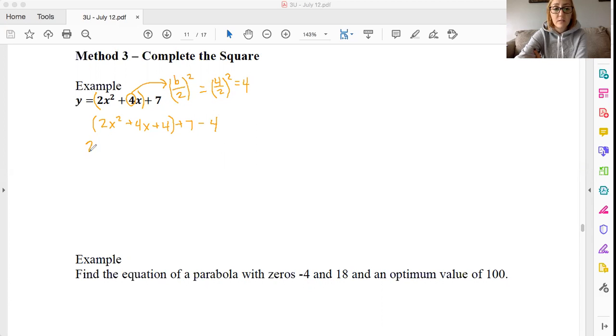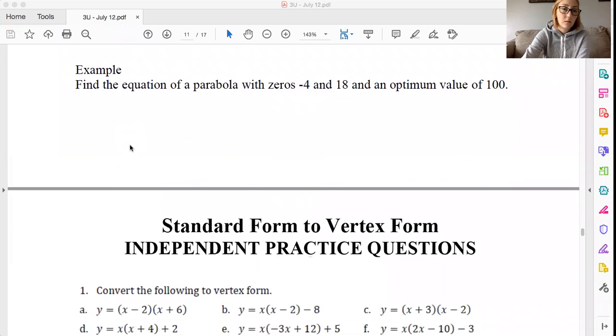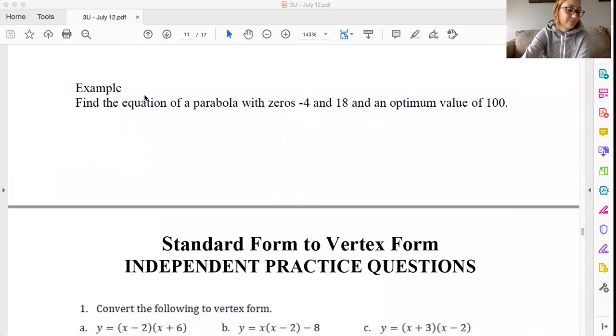Here, like I'm saying, there's a common factor there. So you can common factor the 2 out of there, and that's going to be our a value for vertex form. So you're going to be left with x plus 2, 2x plus 2, right? And then this will be plus 3. And then this is going to come up to 2(x plus 1) squared plus 3. And there's your vertex form. Okay? So I'm going to clear this and we're going to look at one more example.